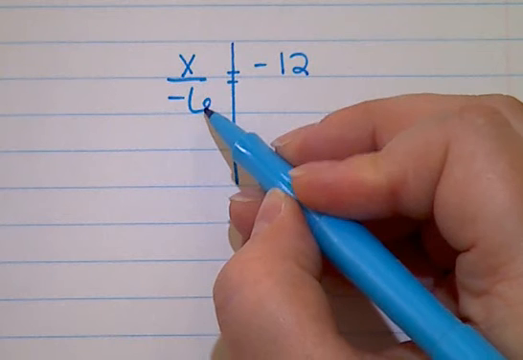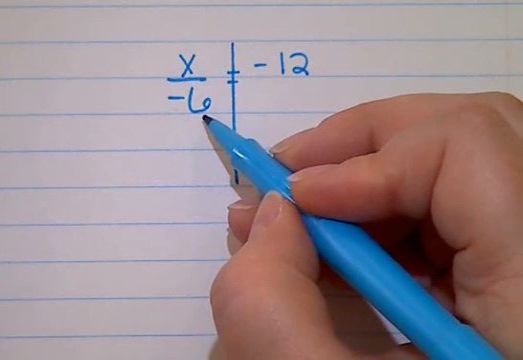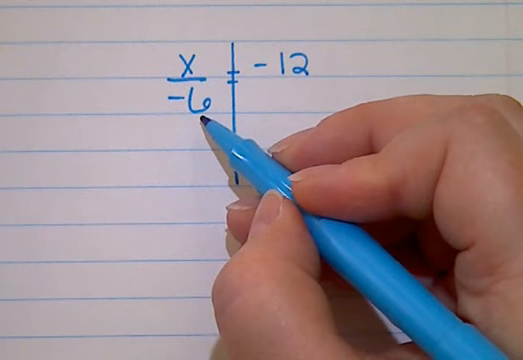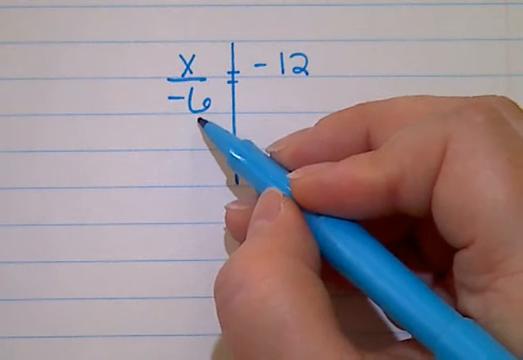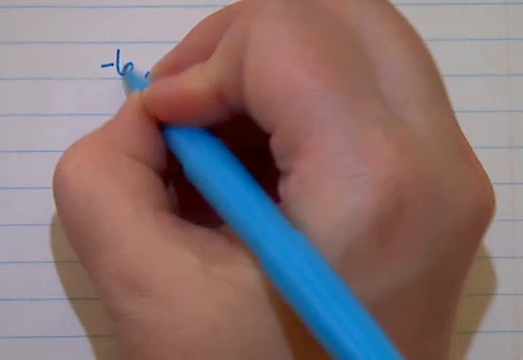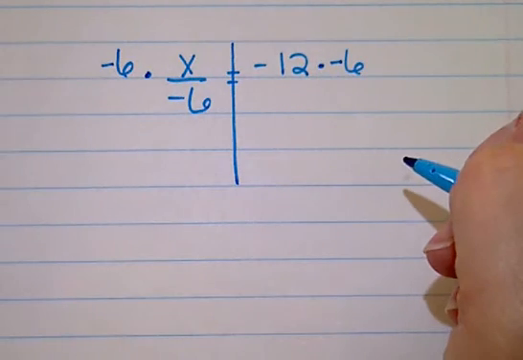Well, this is a fraction, and the negative 6 in the denominator means we are dividing by negative 6. In order to make the negative 6 go away, I must do the opposite, or undo that division. The opposite of dividing is multiplying. I'm going to multiply both sides by negative 6.